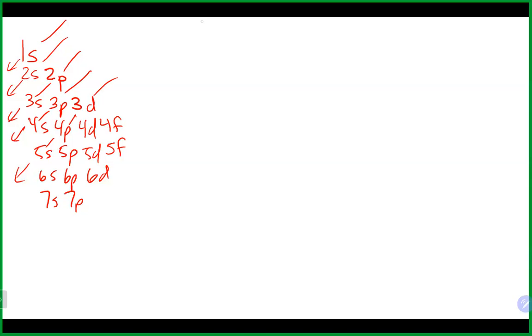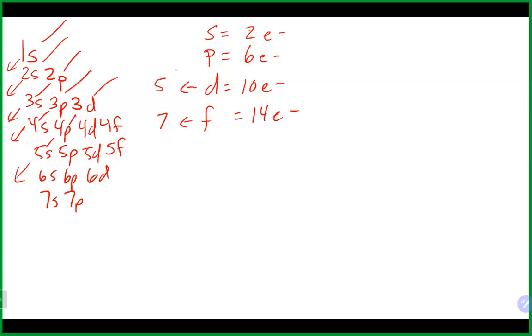That, in combination with what we talked about: s orbitals can hold a maximum of 2 electrons. If you fill up the entire p subshell, that's going to be 6 electrons. The d subshell will be 10 electrons, and the f subshell will be 14 electrons. Again, because there are 7 different types of f orbitals, 5 different types of d orbitals, 3 different types of p orbitals, and only 1 type of s orbital.